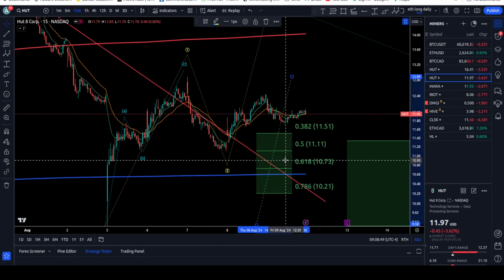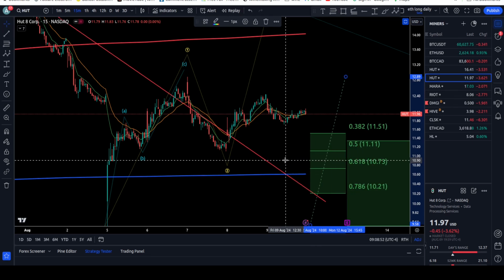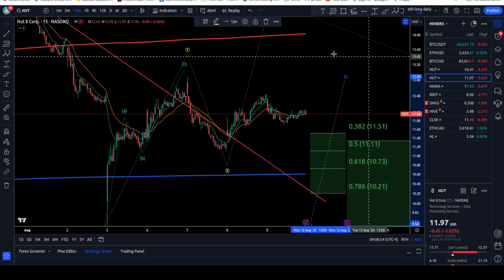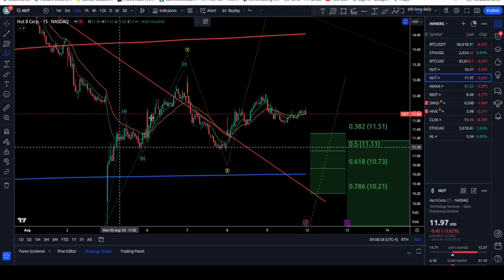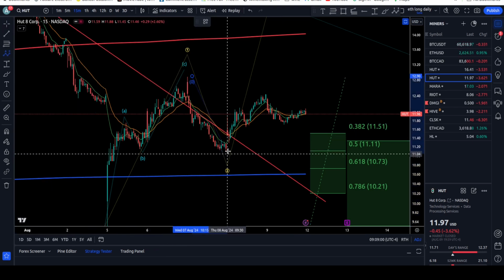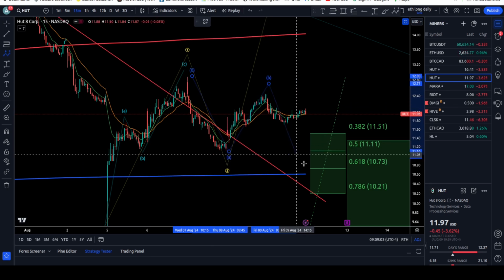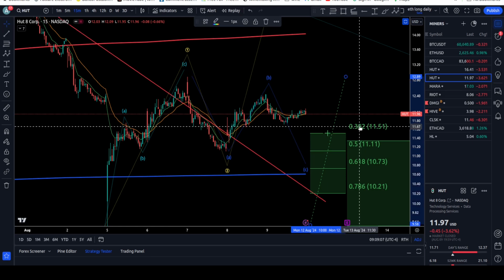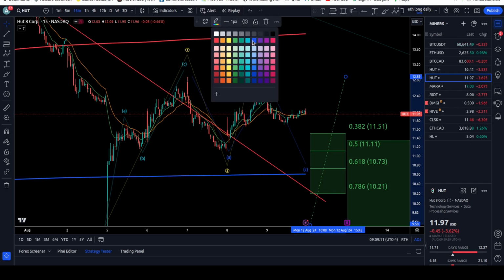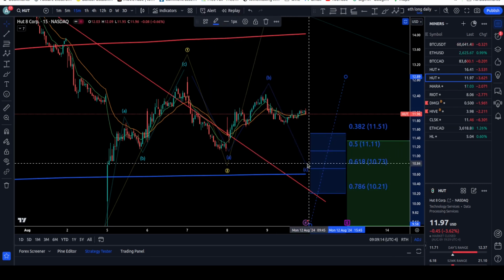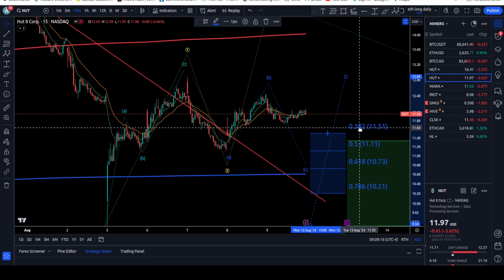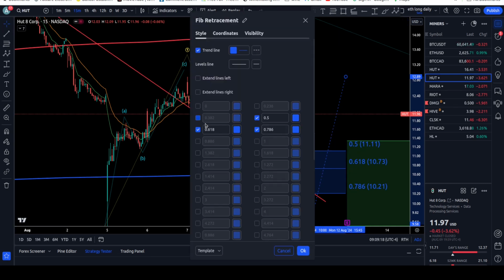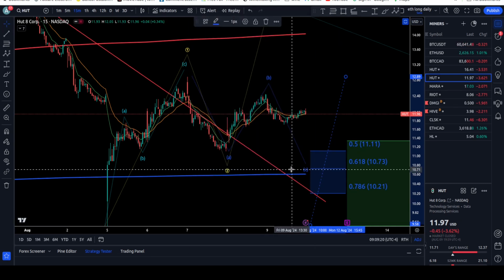I'm going to move this around now, because I do believe we're not done yet, but we never know. And so I am counting this once again as a wave A, a B, and possibly doing another wave C. Maybe I'm going to change the setting for the blue. So now we know. And I can take out the 0.382, cleaner chart.